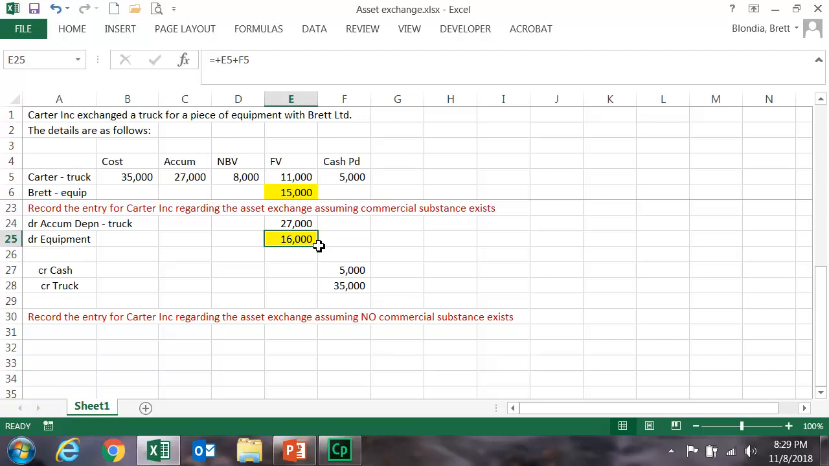Conservatism will not allow that. So what we actually have to do is we can't record it as $16,000. We actually have to cap it at $15,000. Okay? That's how that fair value standard is applied.